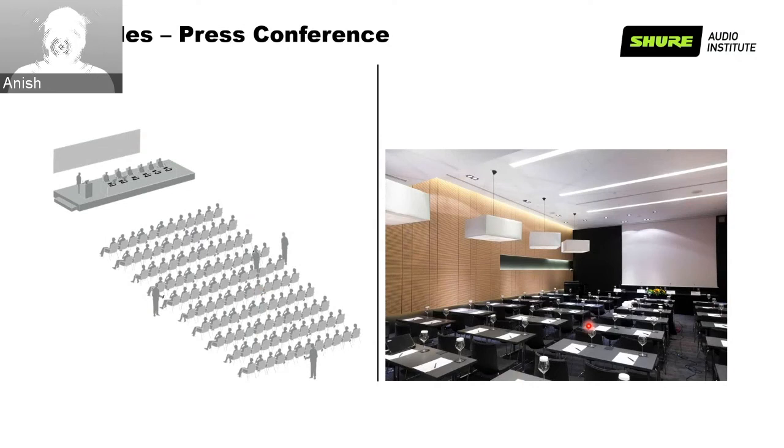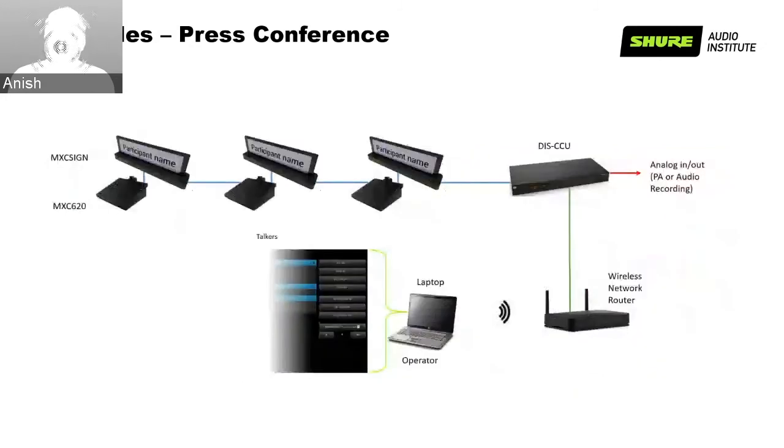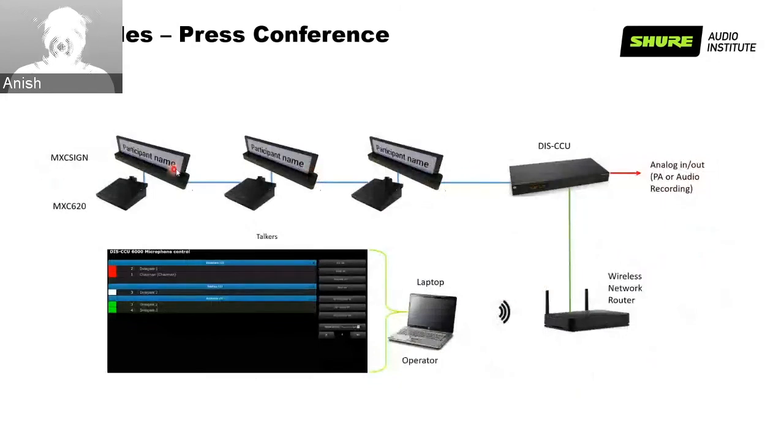So if you see the real world scenario on this side, you can see that there is a small interpreter room on the left side of the wall. So the audience here can listen to an interpreted language if it is available. So you have the MXC signs for the podiums, the speakers in the podium, and the MXC 620 unit is for the discussion. And the laptop, there will be an operator specifically managing the meetings, the meeting modes and all.